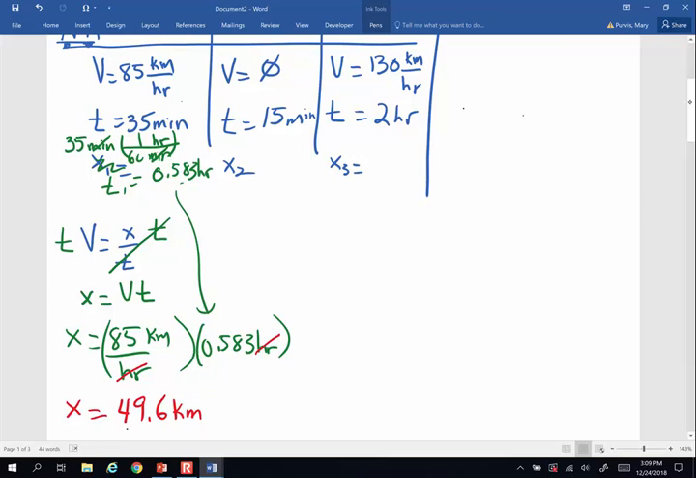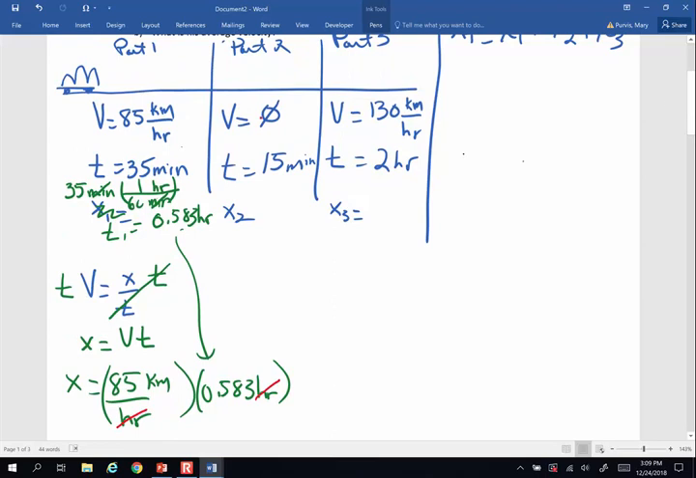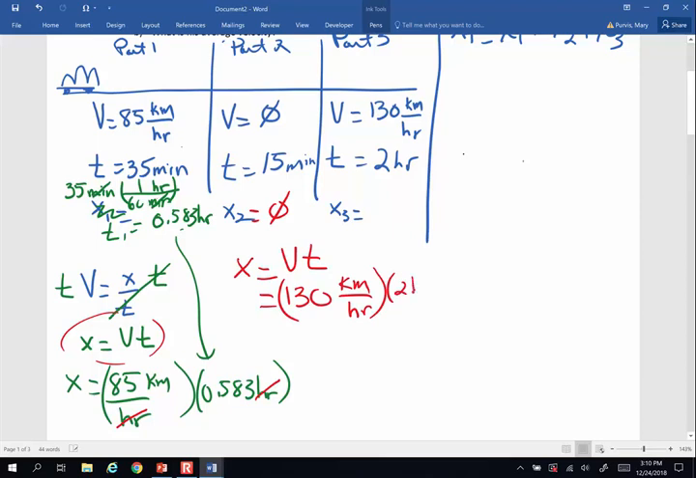Now in part 2, the driver has stopped. So how far is he going to travel while he's stopped? Well, that's going to be 0. That's easy. I can figure that part out. For part 3, he's going 130 kilometers per hour for 2 hours. So how far has he traveled? Well, I'm going to use the same equation. Displacement is velocity times time, 130 kilometers per hour times 2 hours, and so my total is going to be 260 kilometers. Hours cancels hours, and I keep kilometers.